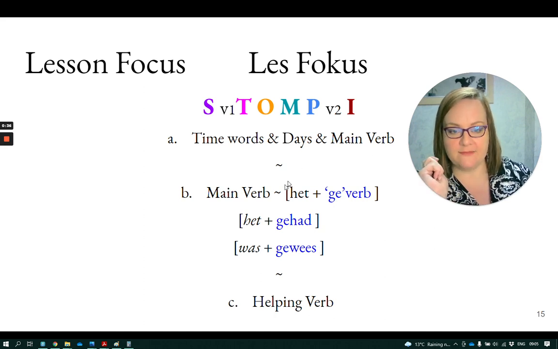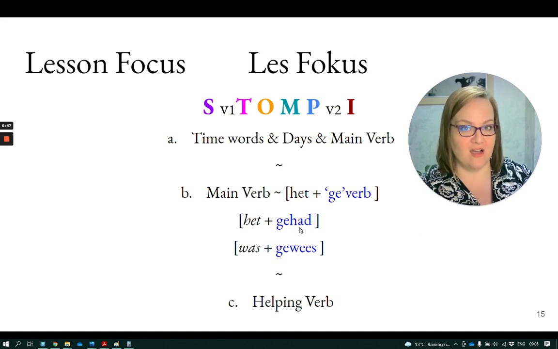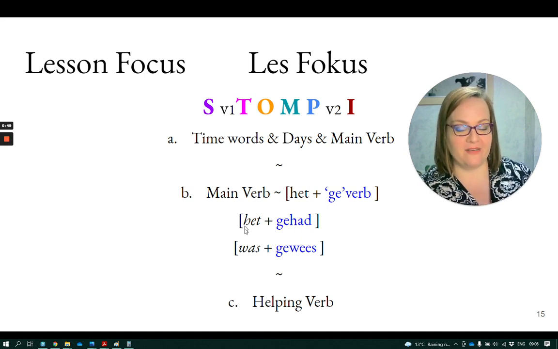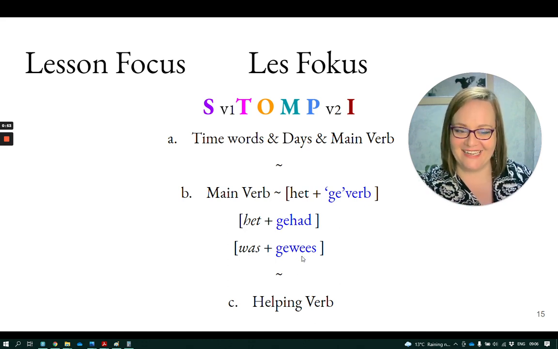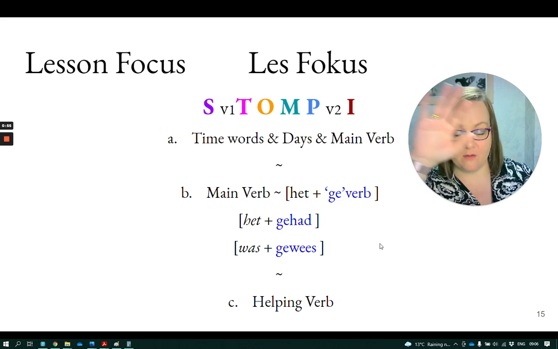So today's lesson is the main verb in past tense, and that gets a het and a ge-verb. One of the other main verbs is het, that gets a gehad at the end. And the other main verb is was, that gets a gewees at the end. Let's look at all the verbs again.